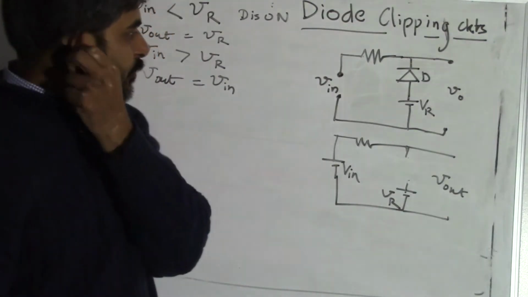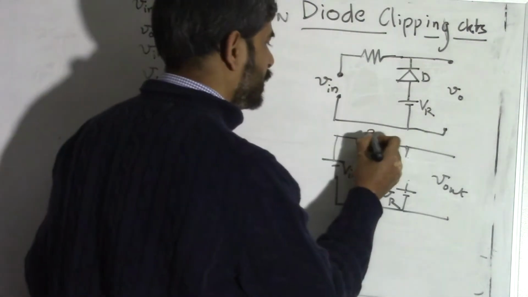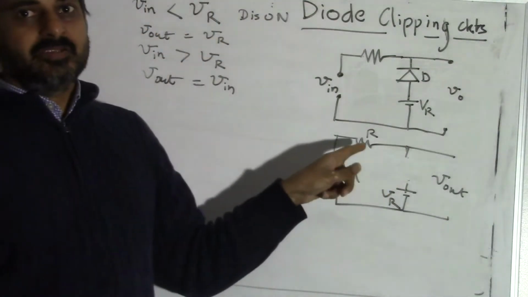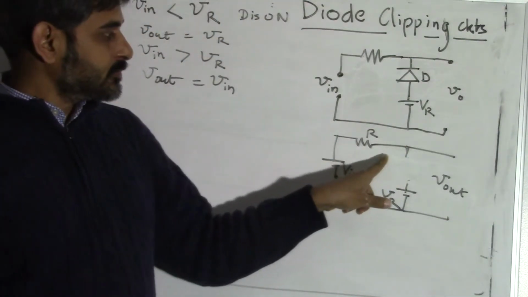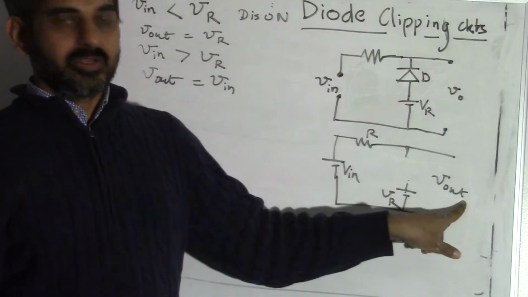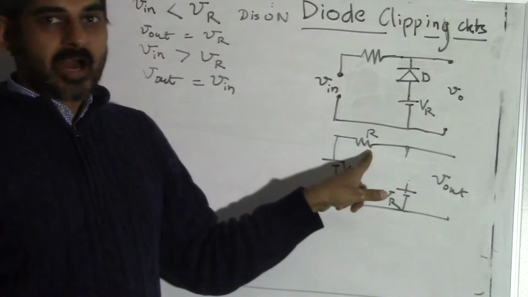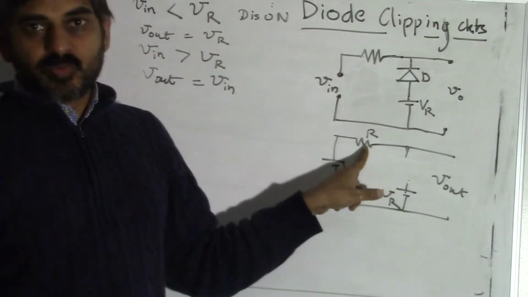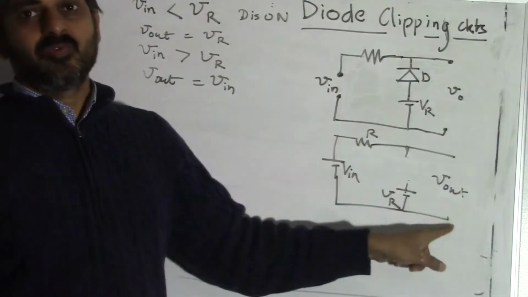Again, we have the same problem here. Just keep in mind that this resistance R is expected to be much smaller than the load resistor that we will be connecting here.